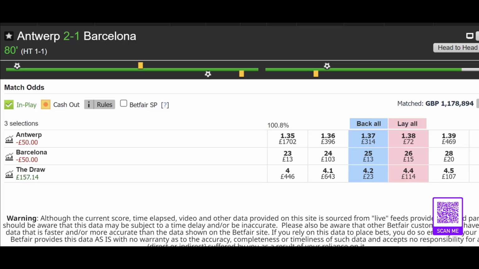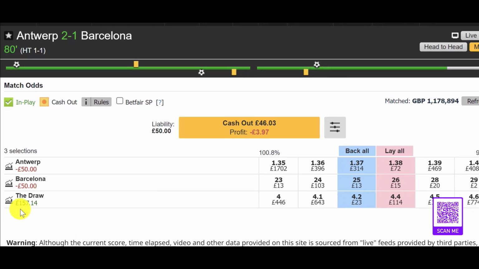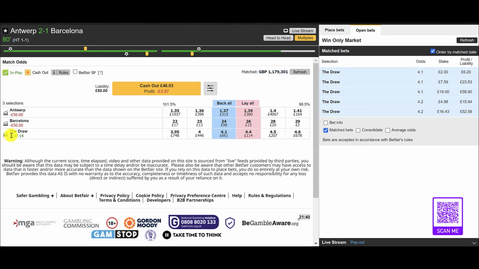So look, we can back this draw at 4.1. £50 stake has a nice multiple, puts £157 of profit potential on the draw, and this is going to be an equalizer. It's going to be late, isn't it? So we should be able to lock in most of that if it arrives. Another alternative could be laying Antwerp, but anyway, we're gonna go for it. Final 10 minutes, Antwerp 2, Barcelona 1.